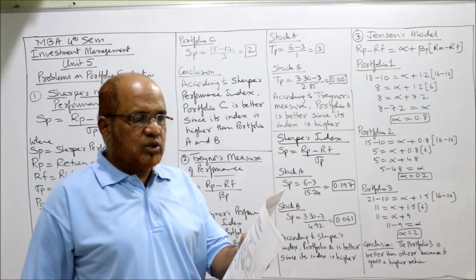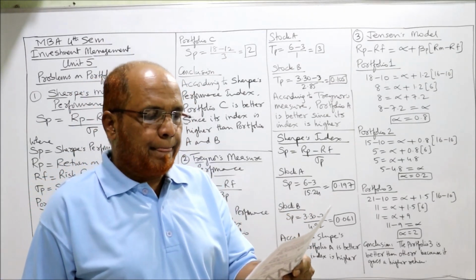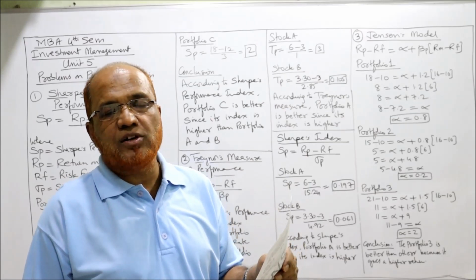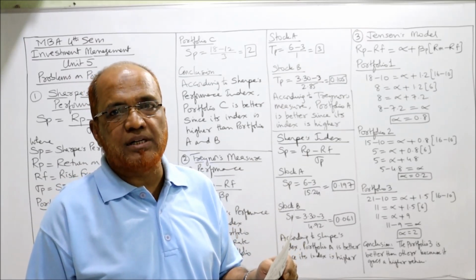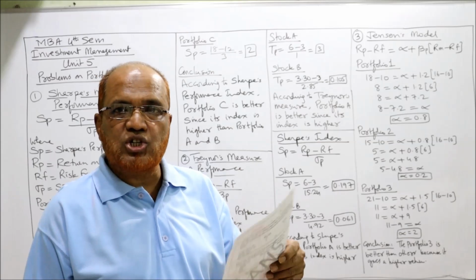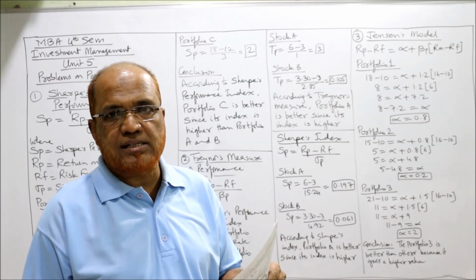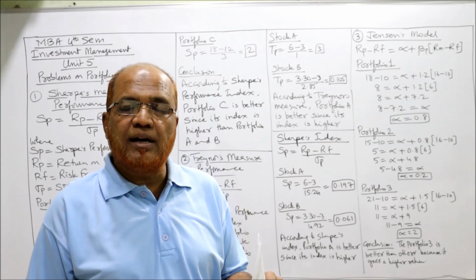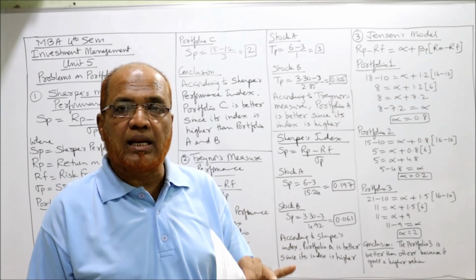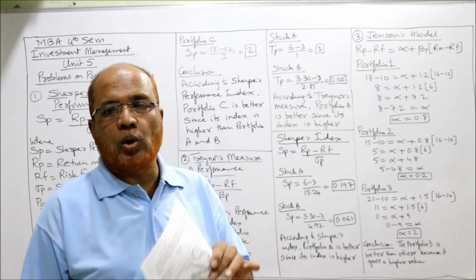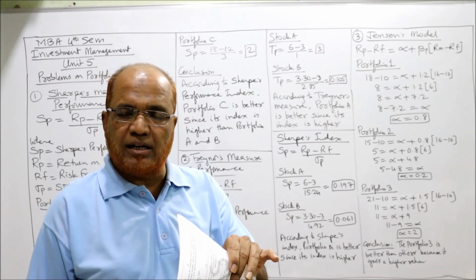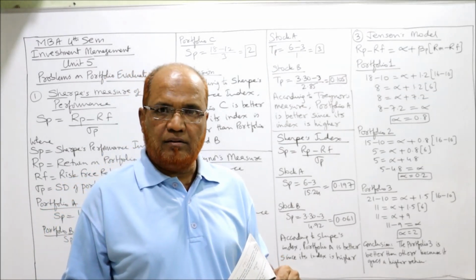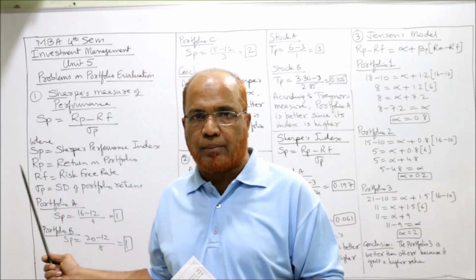Now we'll come to problem number 2. From the following data, calculate Sharpe's and Treynor's index. In the previous problem we applied only Sharpe's index. Now in this problem we have to apply Sharpe's as well as Treynor's index. The difference between the two is that Sharpe's index takes the total risk in the denominator. Total risk means unsystematic risk and systematic risk. He has taken the complete risk while calculating the Sharpe index.